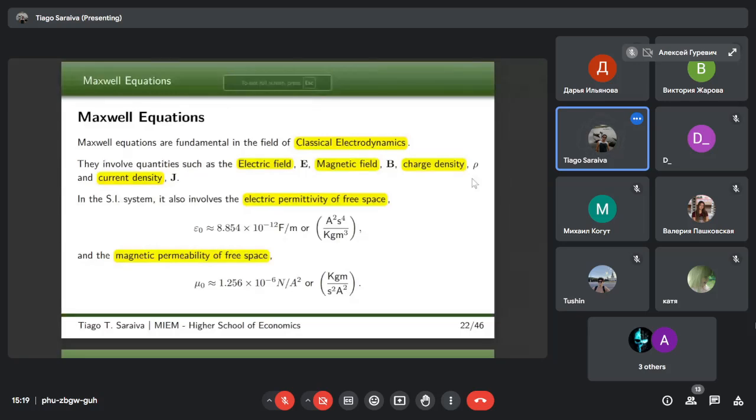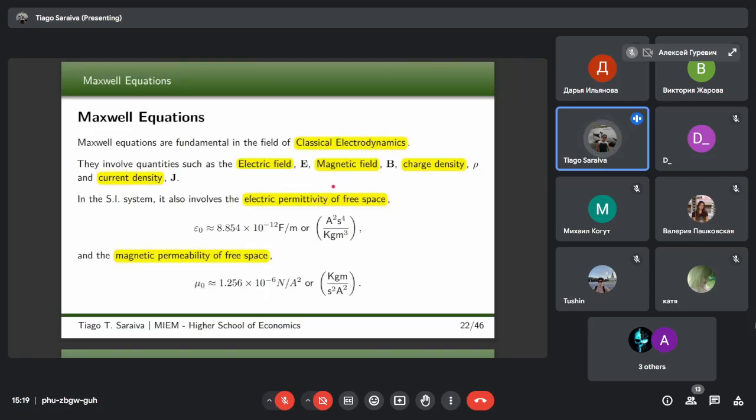Okay. So as we saw, we talked about electric field. We talked a lot about magnetic field, right? We talked a lot about charges. We talked about currents, right? So what governs all of this? Maxwell equations. So in our approach here, this will be some cherry on the cake.